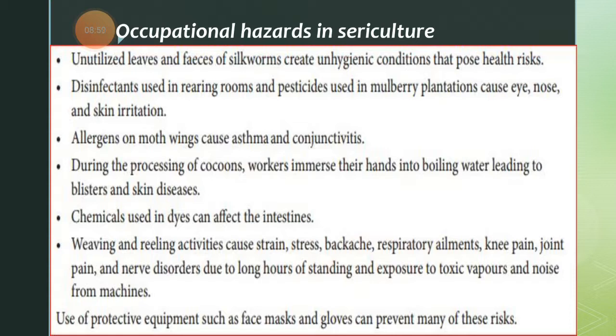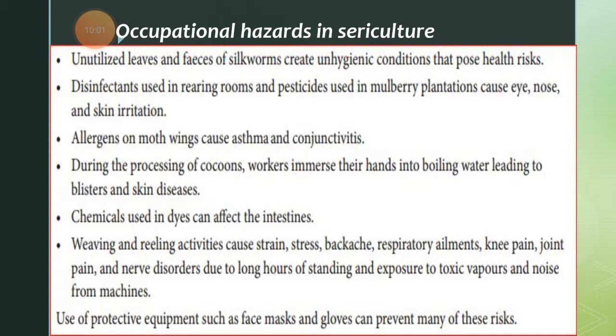Occupational hazards in sericulture. Sericulture is nothing but the agro-based production of silk. Unutilized leaves and feces of silkworms create unhygienic conditions that pose health risks. Disinfectants used in the rearing rooms or pesticides used in mulberry plantations cause eye, nose, and skin irritation. Silkworms are animals, so they may carry viruses or germs that can become a hazard to the workers. Dry skin irritation, and allergens or moth wings cause asthma and conjunctivitis.